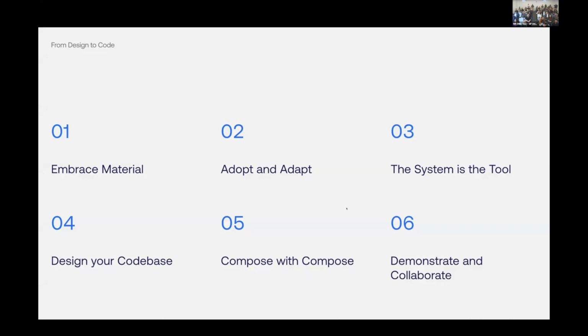We'll take it down to a bit of a summary, just to give you everything that we've learned in 6 points. First off, embrace Material. Don't go against the grain. Material is there to help. Second, if Material isn't there to help you out, you can just adopt it and adapt it. Change it the way you need, the same way we've done before. And third, from the design side, the system is the tool. Design the components themselves, and they become building blocks to something much bigger.